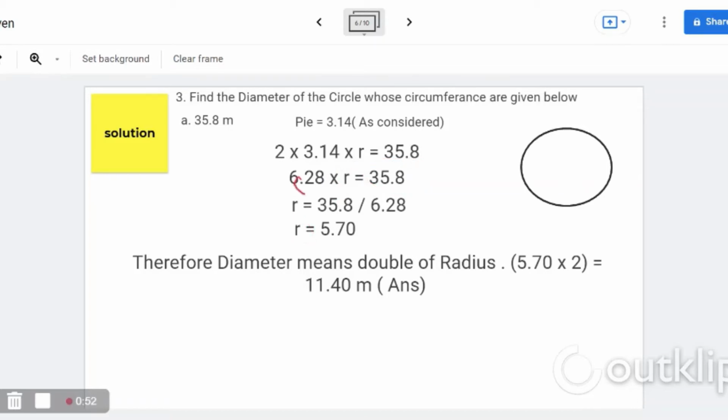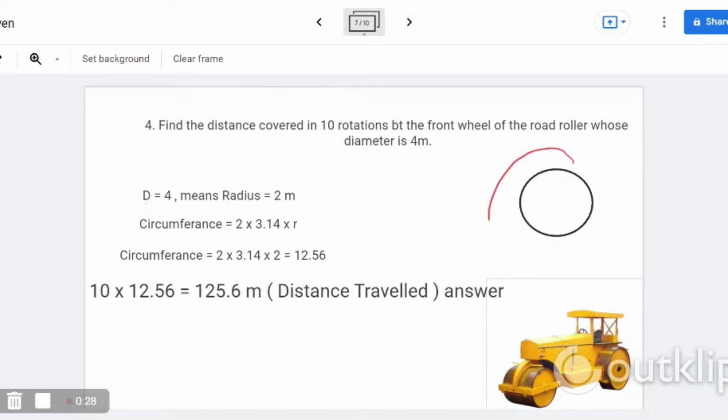So I keep my r alone. This one goes down. When I solve it, I get 5.70. This is my radius. Now the radius is just half of the diameter, so diameter means double the radius. You have found the radius is 5.70. Just multiply it by 2. It will become double, so this is 11.40. This is how you find the diameter. At the same time, this is how we have found the circumference and, from the number of rotations, how much distance it travels.